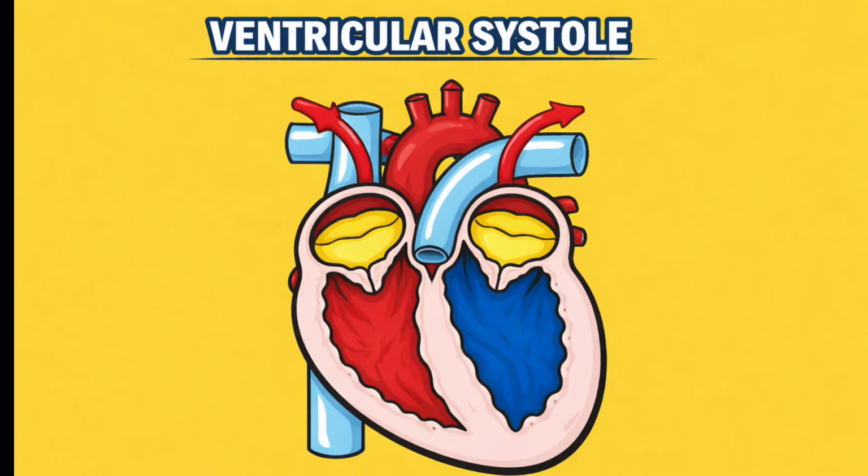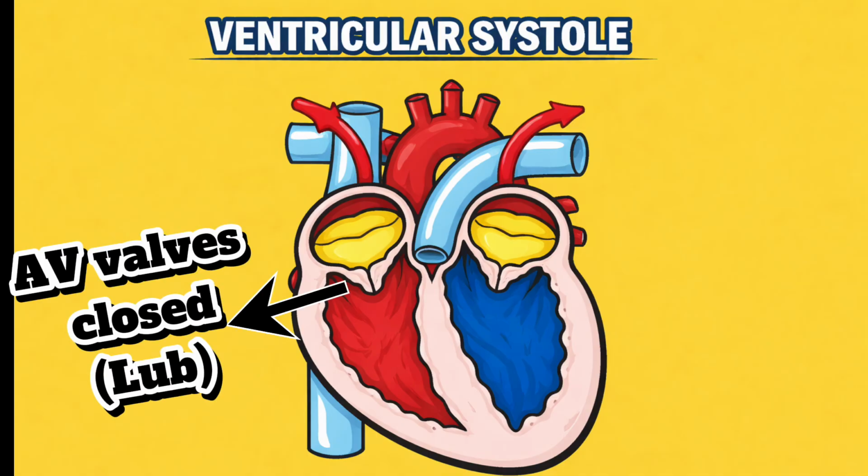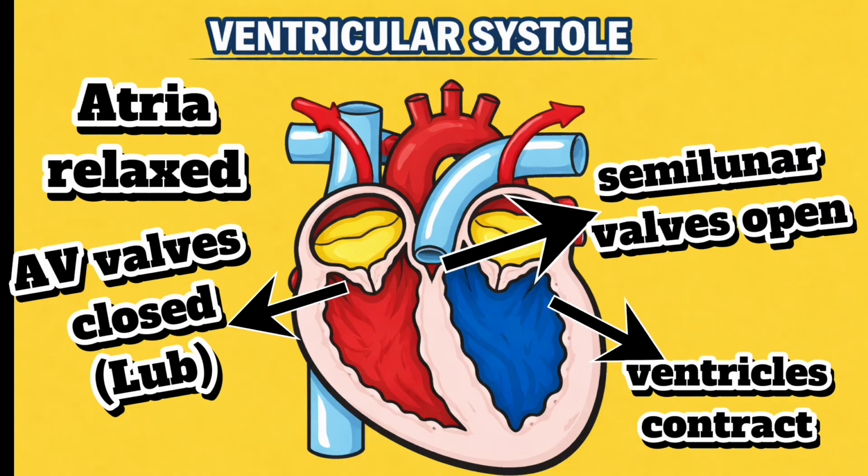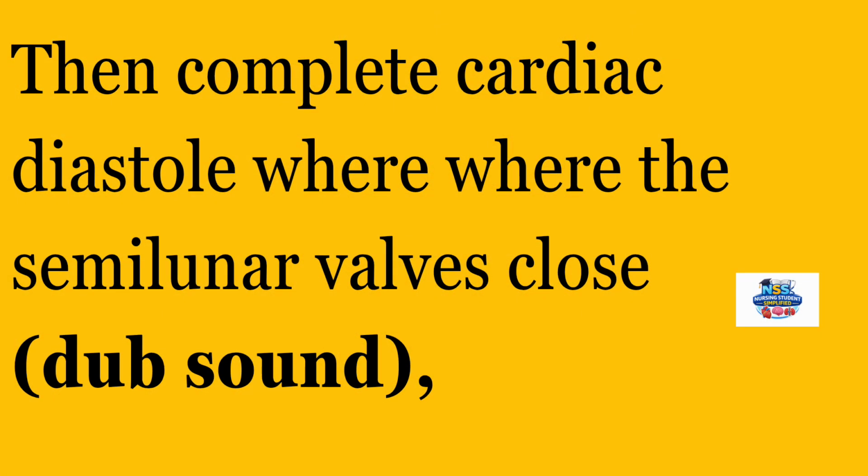So basically, the things that happen in this phase is that the AV valves close, which is when you hear the lub sound. Then the ventricles contract, the semilunar valves open, and blood flows into the aorta and the pulmonary arteries. Now, when the ventricles have finished contracting, the semilunar valves close. It is the closing of the semilunar valve that is when you hear the dub sound. And that is why they say the dub sound signifies the end of the ventricular systole.